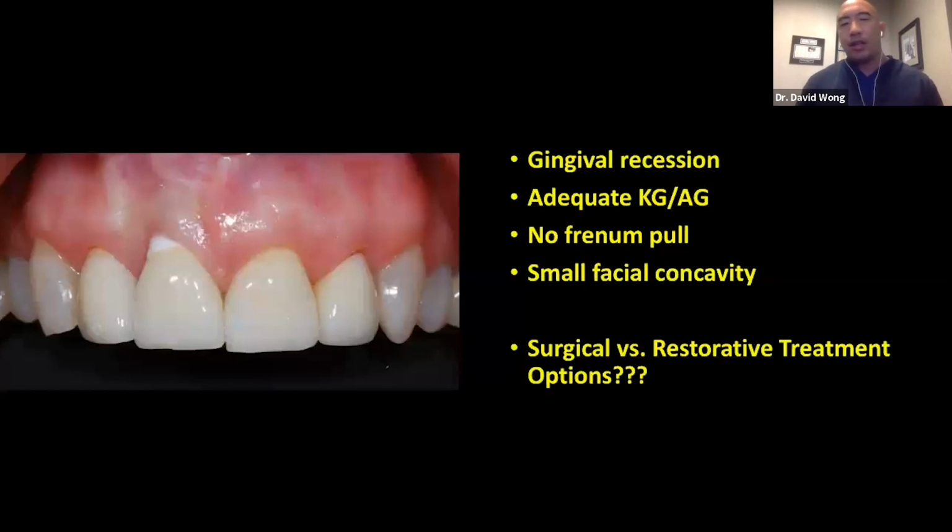What I see clinically is that we do have some recession with the abutment exposed. We have good, adequate keratinized and attached gingiva. We don't have a high frenum pull like we did on the last case. And there is a small facial concavity if you look really closely. So what do we do? From a surgical perspective, what do you do?